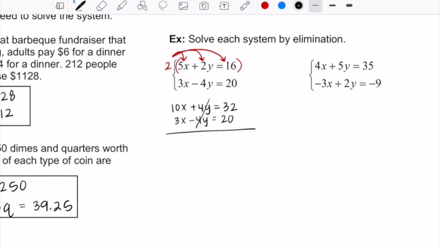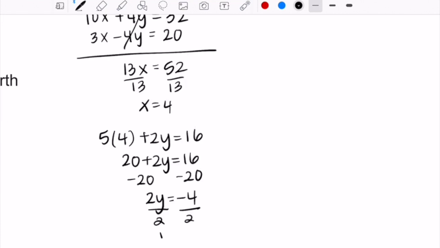So I multiply through by 2 on the first equation, the second equation stays the same, and then I add up the result. Opposites cancel, I divide both sides by 13, and I get x equals 4. To solve for the y value of the intersection point, I can plug x equals 4 into either original equation. Here I'm going to plug it into the first equation. 5 times 4 gives me 20, minus the 20 from both sides, and then I'll divide both sides by 2. So for this one, I'll get y is equal to -2.